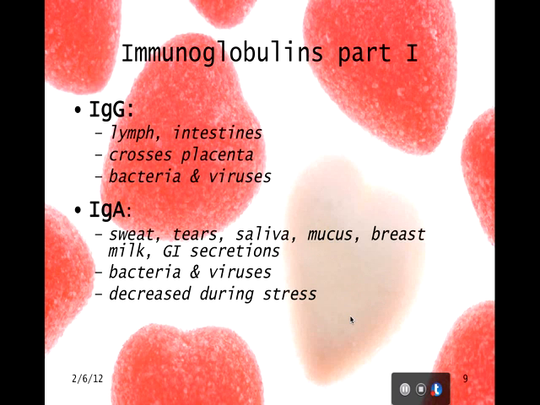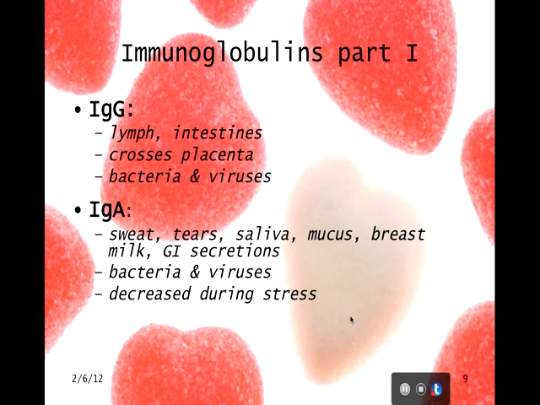We have 5 categories of immunoglobulins. The first is IgG. This is present in the lymph and the intestines and is able to cross the placenta to the fetus. It is active against both bacteria and viruses. This will give a newborn infant a little bit of protection.